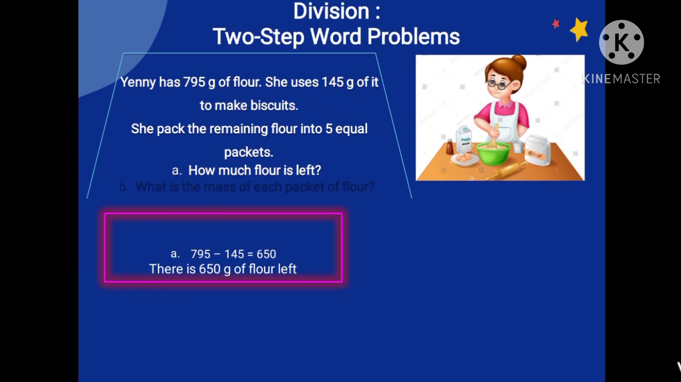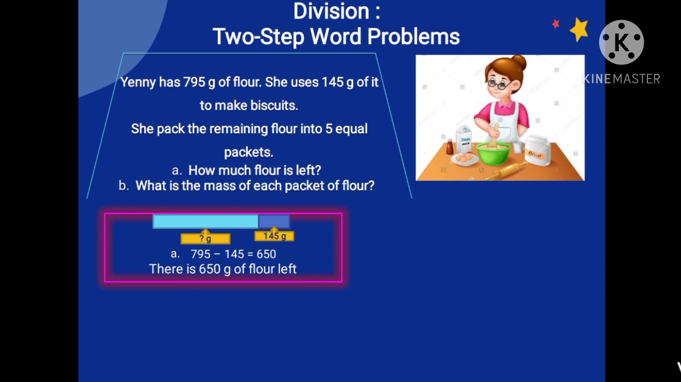So to get the remaining flour, we need to minus 795 with 145. So that is 650 grams of flour left. Got it? And then the next question is, what is the mass of each packet of flour?